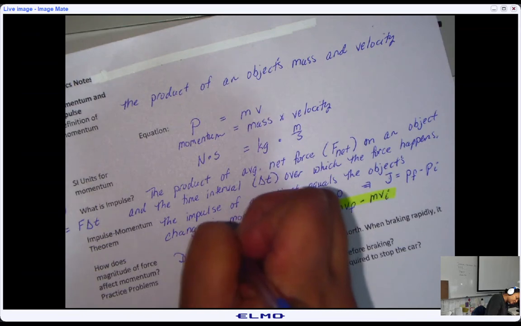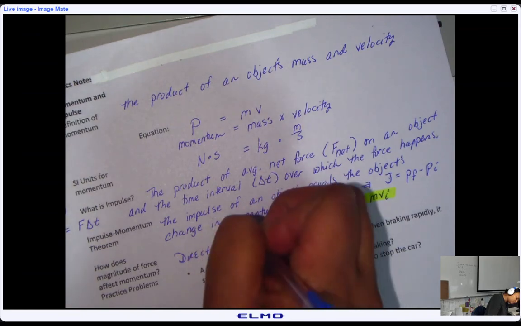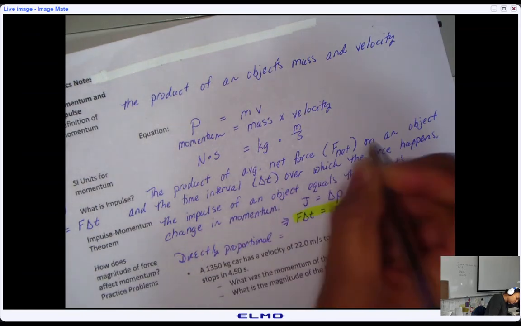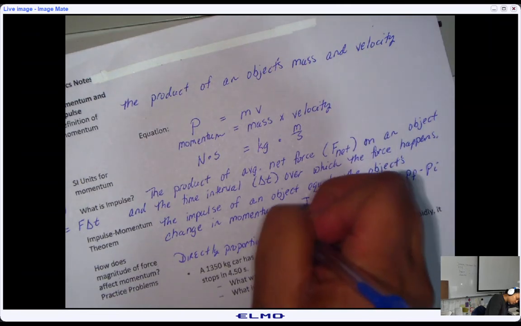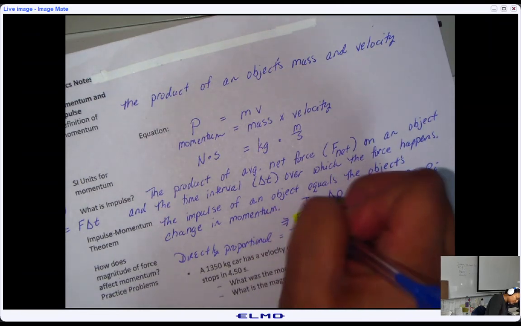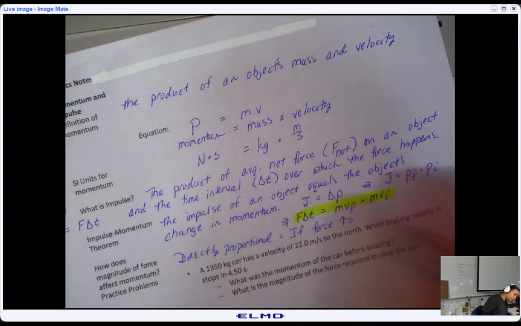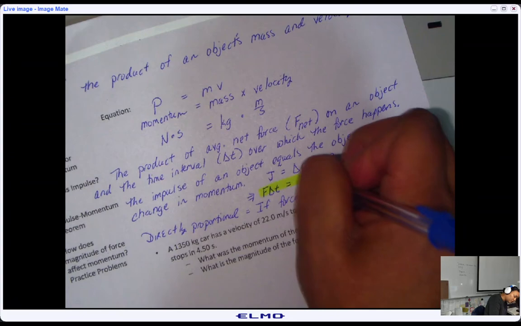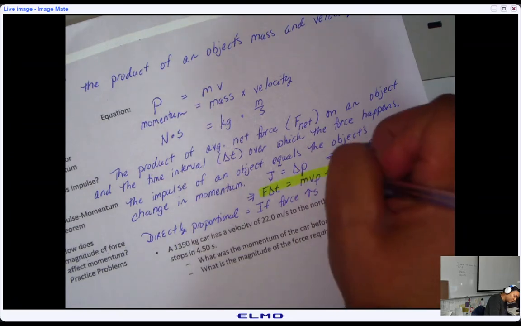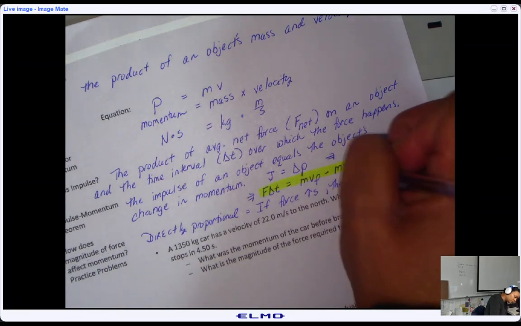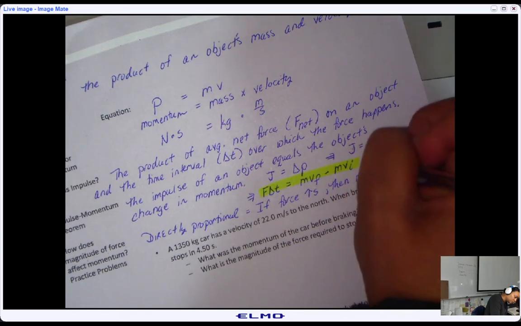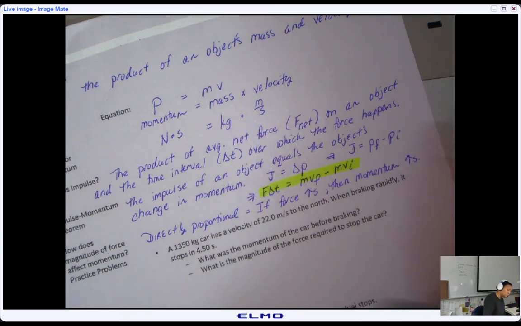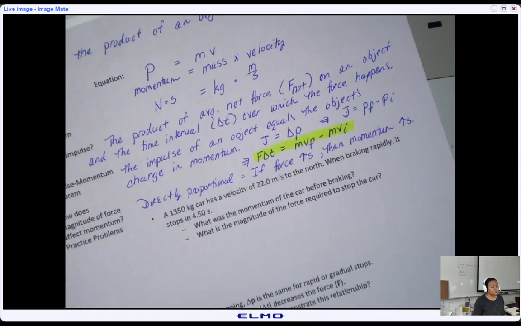But then again, you need to explain, what does that mean? If force increases, and I'm going to abbreviate that with an arrow, then momentum will increase. You could add another sentence. If force decreases, then momentum decreases.